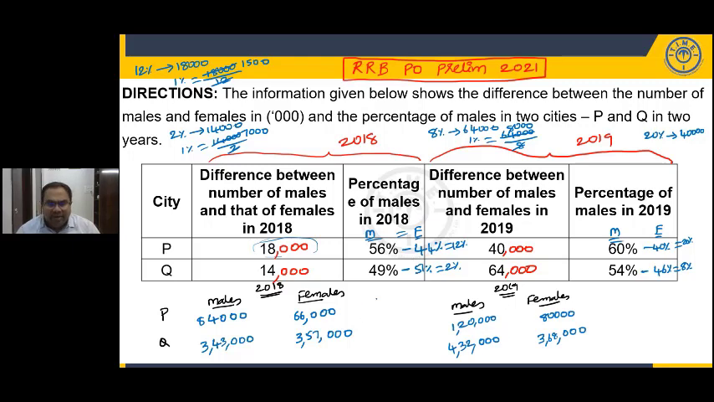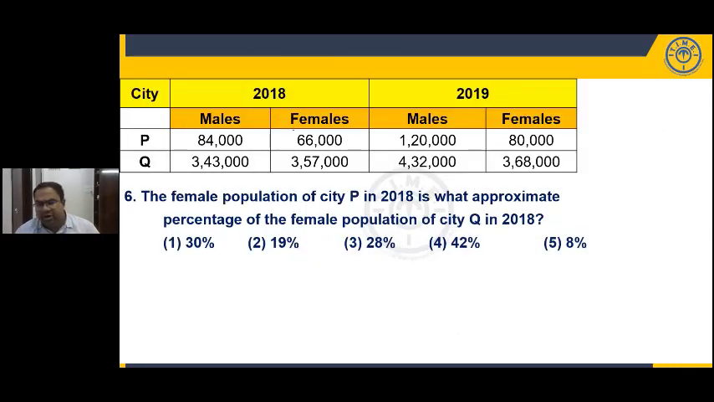So I got male values and female values in 2018 and 2019. If you write it on your rough sheet, I think you can solve the questions easily. Because this is the first time, last year, where he has given this set with no direct information on males and females. You have to find out from the given table. Once we get these values, I can put it in the table now. We got 84, 66, 3,43, 3,57, 1,20,000, 80,000, 4,32,000, 3,68,000. We got P and Q. We have found out males and females. So I think you can try the questions.